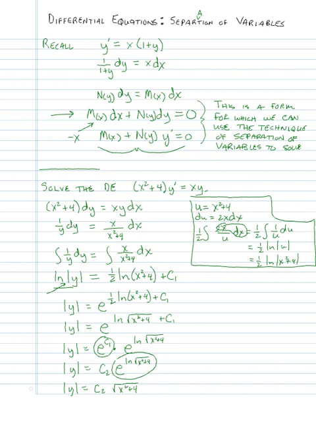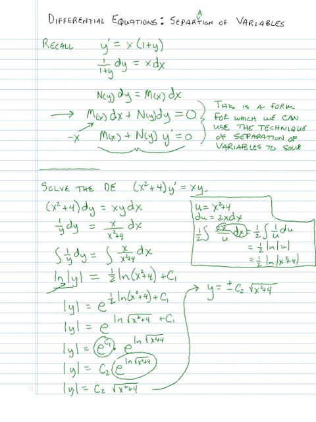Well, now we're in a position, and we've discussed this before, where we have the absolute value equal to some quantity. That means the y can either be positive or negative. So we end up with y being either positive or negative c sub 2 times the square root of x squared plus 4.